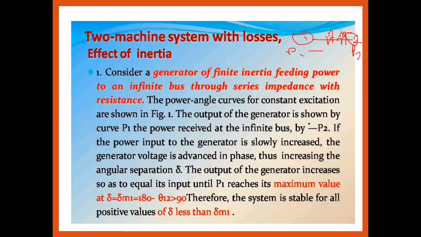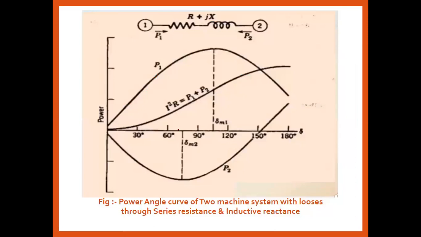Okay, so the power angle curve for constant excitation is shown in figure 1. From figure 1, we observe the output of the generator, the power angle curve of the two machine system with losses condition, where P1 is the power transferred from the generator to the infinite bus, and P2 is the power drawn from the infinite bus, that is machine 2. The resistance and inductance are the impedance of the transmission line, considering the with losses condition.